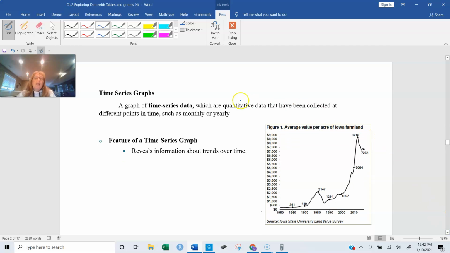All right, a time series graph shows you how things change over time, like at different points in time. It can be monthly, it can be yearly, it can be daily. Like if you graphed COVID, that was on a daily basis. So on a day, we could graph where our percentages were. That would be a time series graph.